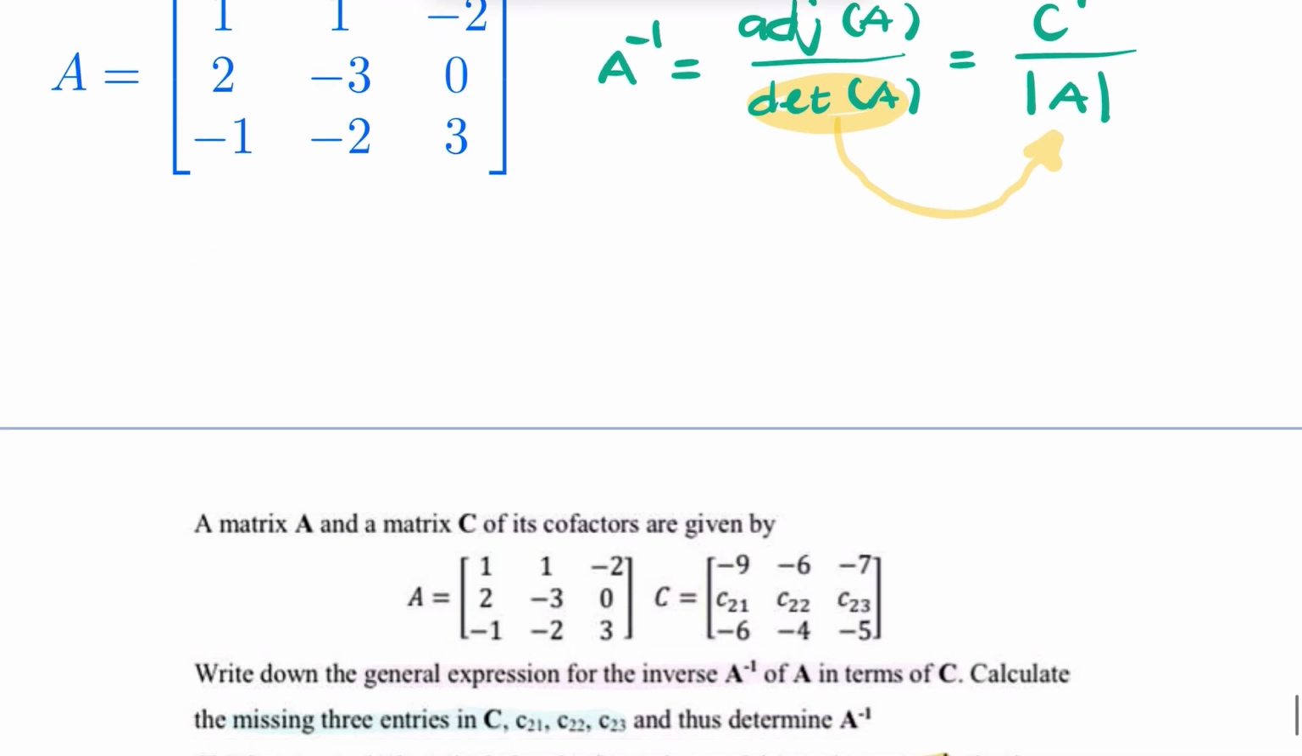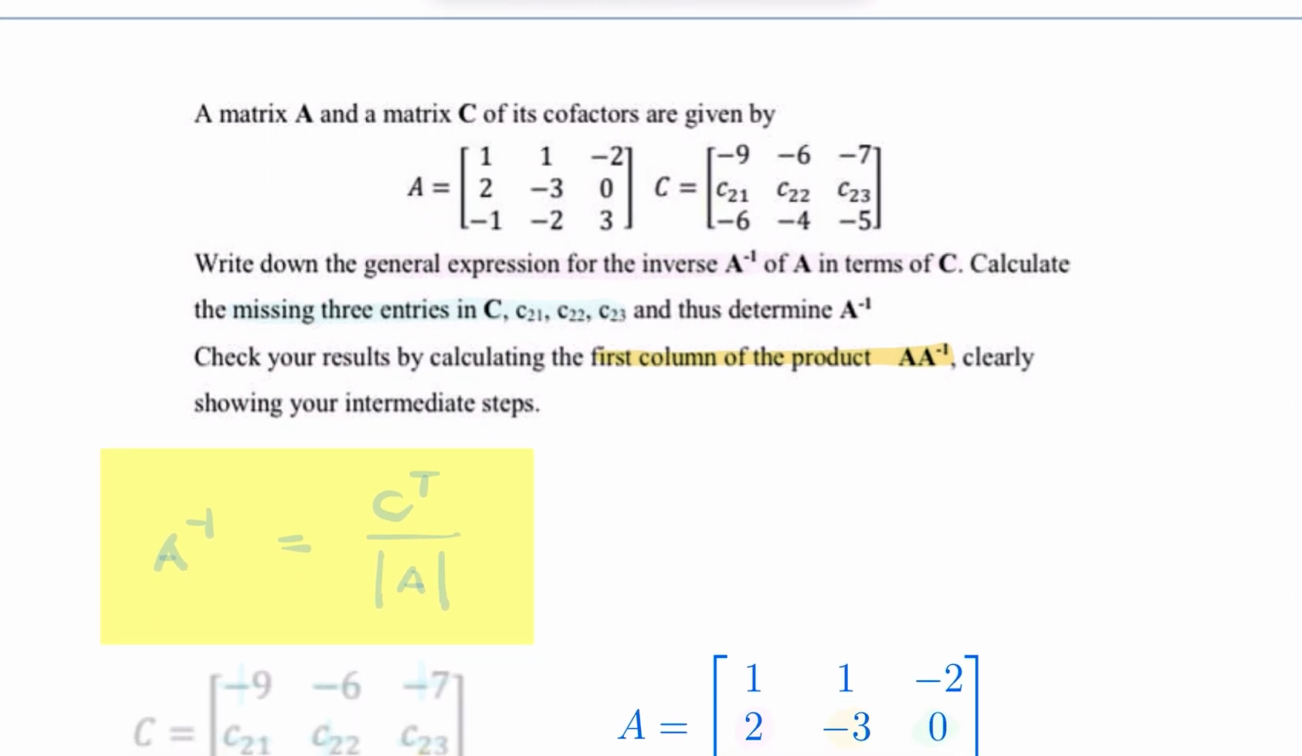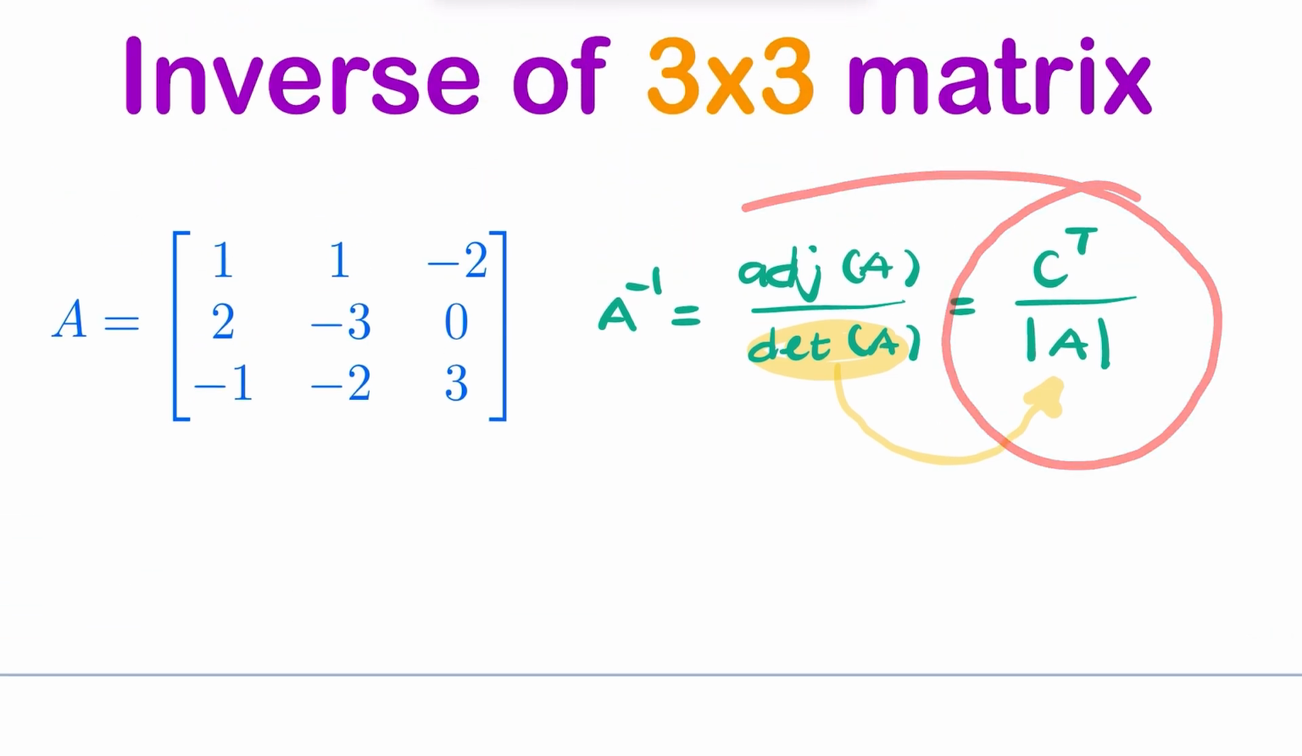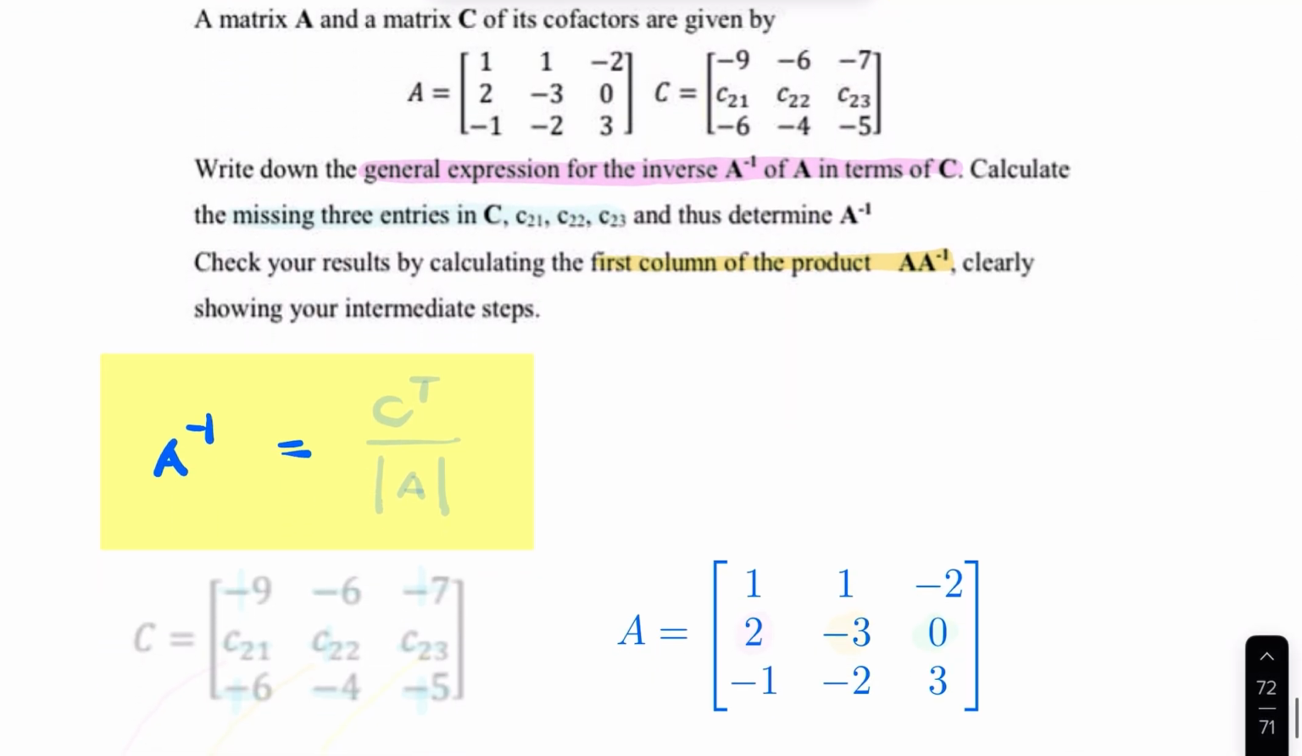Now, our question here gives us a square matrix A, and actually gives us the matrix of cofactors, but there are three missing elements, C21, C22, and C23. And the question is asking for a general expression for the inverse in terms of C. And that's exactly what we just wrote. So it's A inverse equals the transpose of C divided by the determinant of A. So that's the general expression.